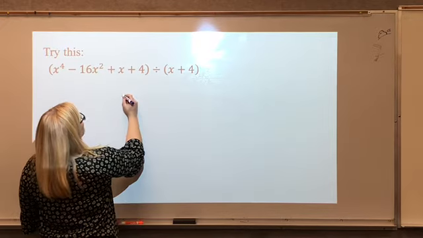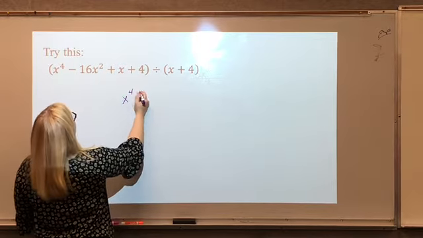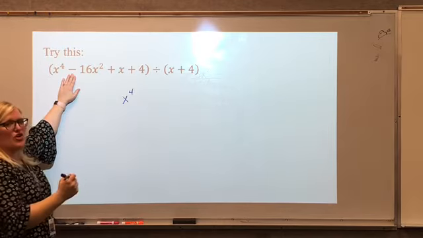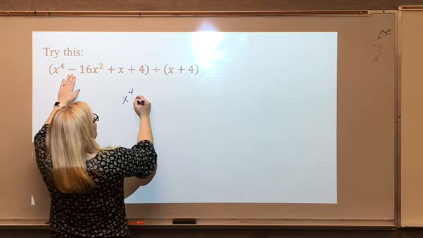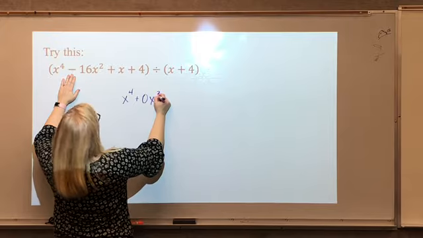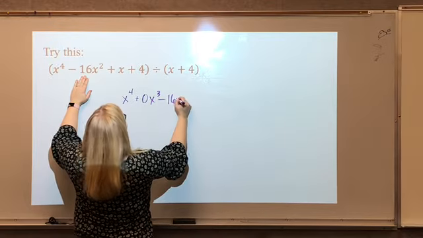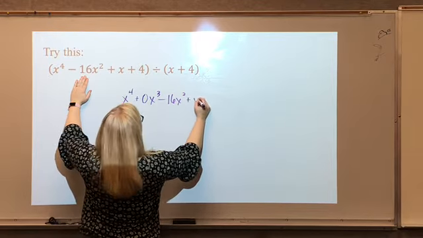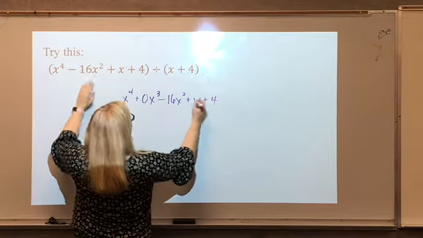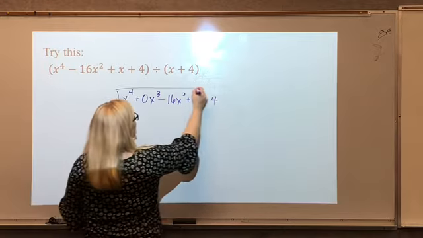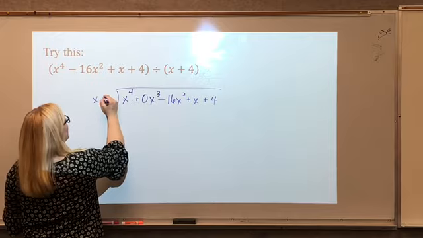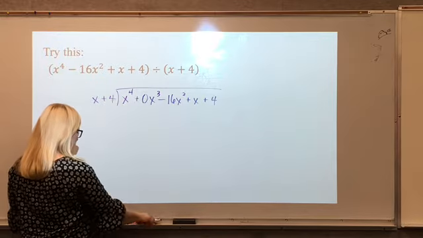So we've got x to the 4th, and we're missing an x to the 3rd, so I'm going to put in 0x cubed. Then we have minus 16x squared plus x plus 4. Okay, and this is all divided by x plus 4.